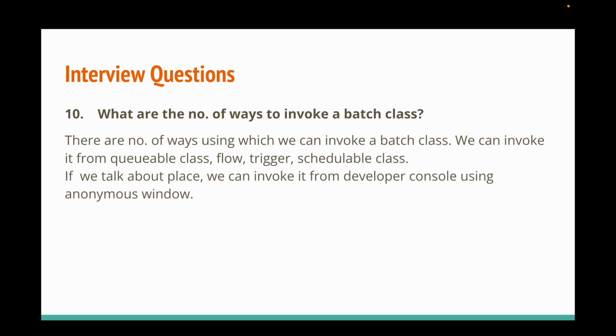That is, what are the ways to invoke a batch class? There are a number of ways we can invoke a batch class. We can invoke it from a queueable class, flow, trigger, or schedulable class. And if we talk about where we can call it, we can create an instance of the batch class in the developer console, and there we can use the anonymous window to invoke a batch class.